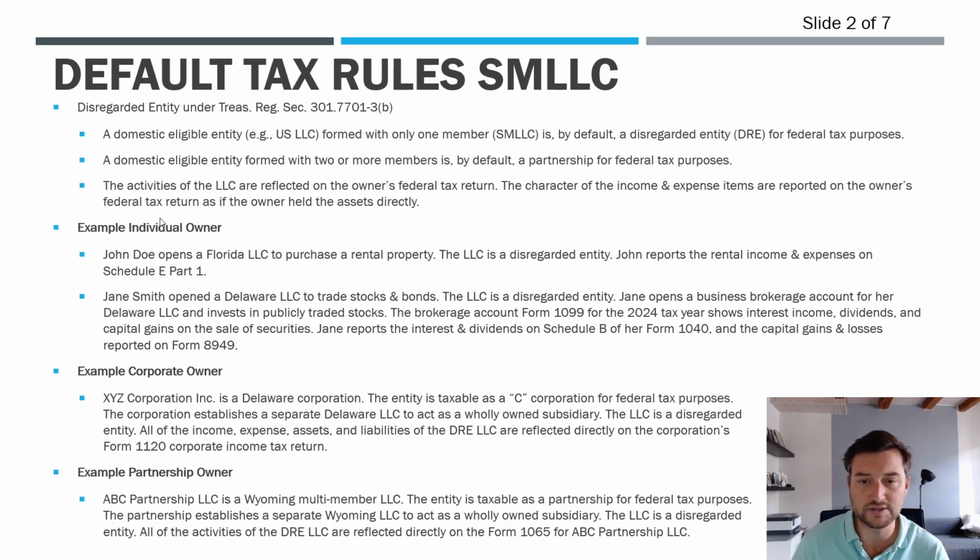If we look at a simple example, let's say we have John Doe. He opens a Florida LLC, and he's going to use it to buy a rental property. Because it's a single-member LLC, with John being the only owner, the LLC is a disregarded entity, so all of that rental income and expense is going to be reported on John's personal return, in Schedule E, Part 1 of his Form 1040.